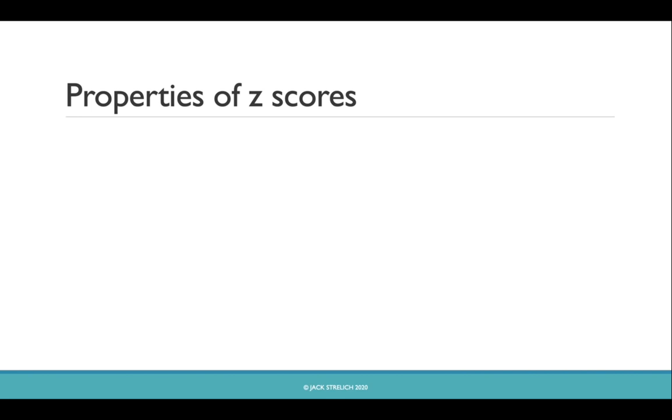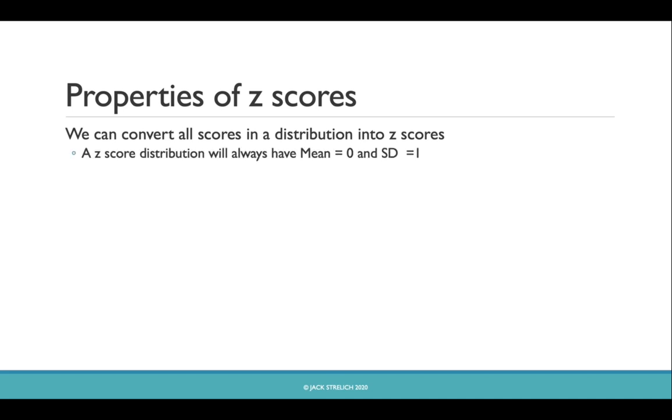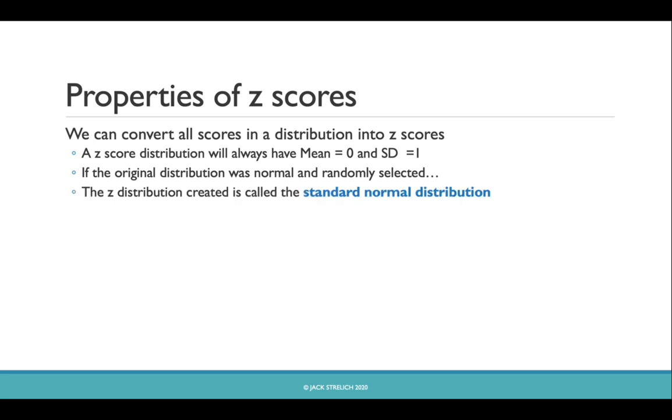Let's talk a little bit about some useful properties of z-scores. We can convert all scores in a distribution into z-scores. A z-score distribution will always have a mean of 0 and a standard deviation of 1, by definition. Furthermore, if the original distribution was normal and randomly selected, then the z-distribution that we create by converting all of the scores into z-scores is called the standard normal distribution. Importantly, z-score distributions keep the shape of their original distribution. So if our original distribution was normal, then the z-score distribution will be as well. But if the original distribution was skewed or bimodal, then our z-score distribution will be as well.